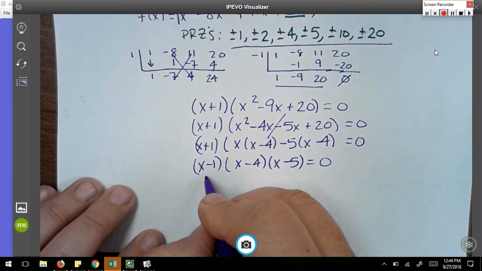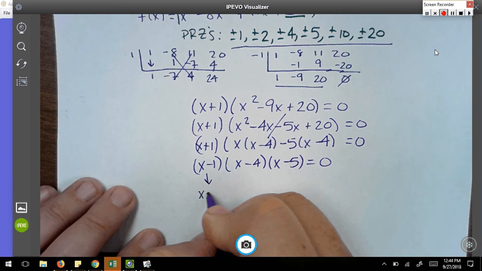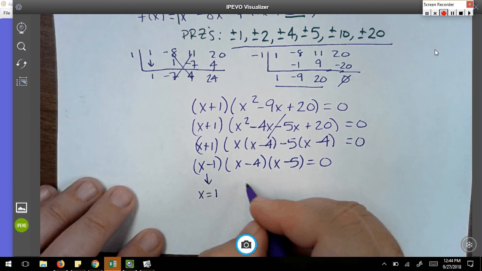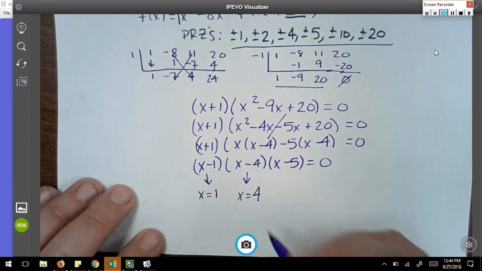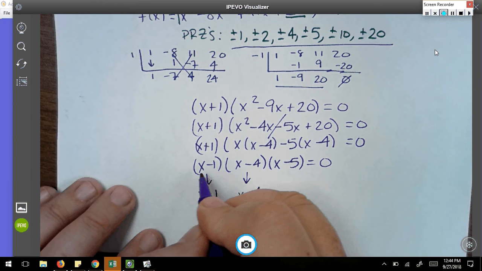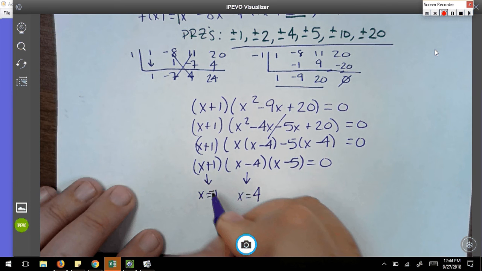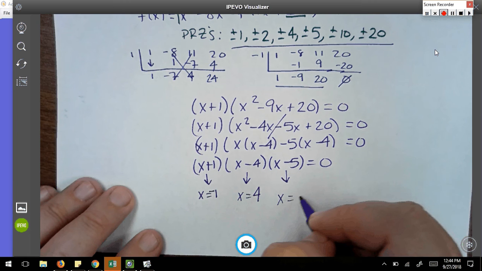So my zeros are negative 1, 4, and 5. You went from x plus 1 to negative 1, yes, thank you.